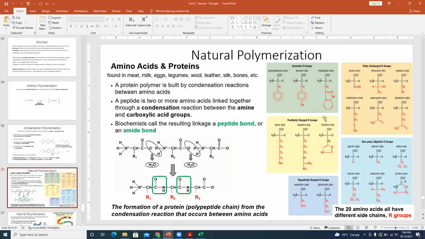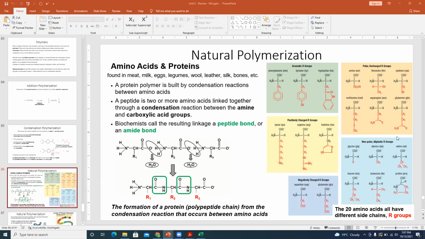And then there's the positively charged R groups. This one is called a lysine. It has a positive NH3 at this end of the R group. This one is called an arginine. This is a histidine, and so on and so forth. So they're based on the different characteristics of these R groups on these amino acids.